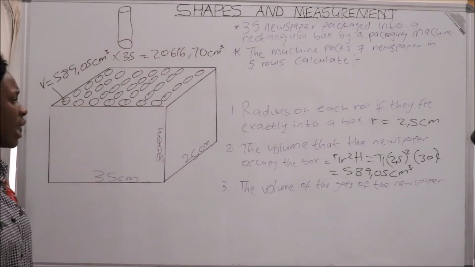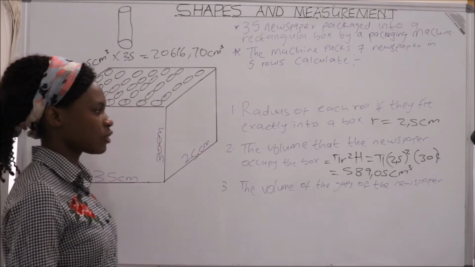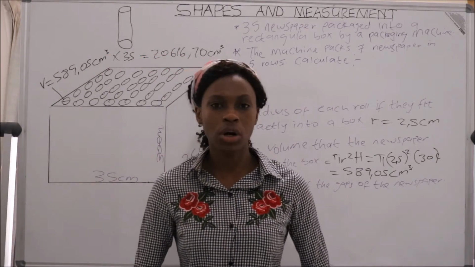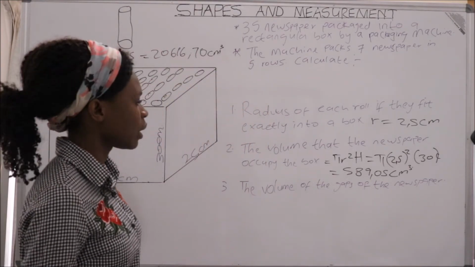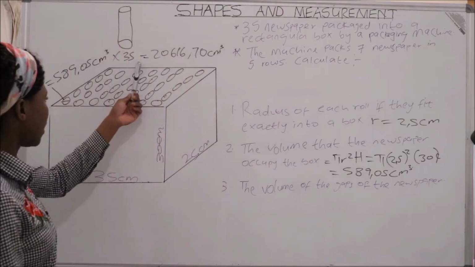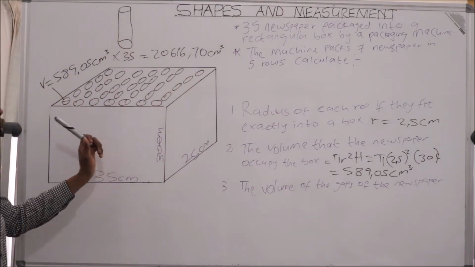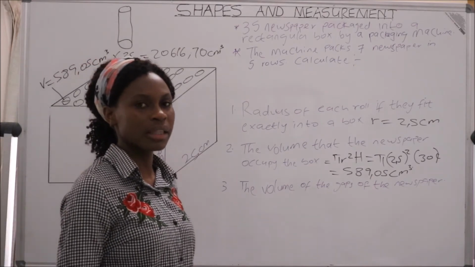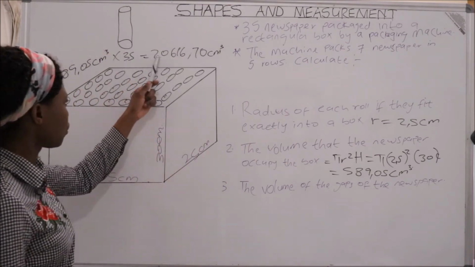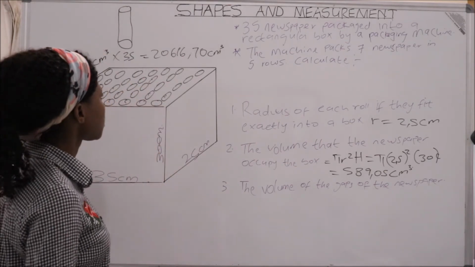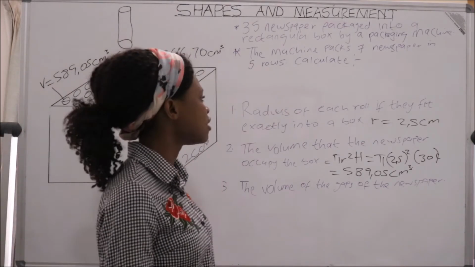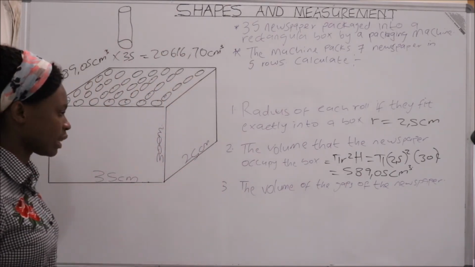After having that, the question didn't ask us to calculate the volume that one newspaper roll will occupy in the box. It actually needs all the newspaper rolls. So now that we have the volume of just one newspaper roll, we multiply that by 35, as we know that 35 newspaper rolls have been fitted into this rectangular box. Then we got 20,616.70 cubic centimeters. That is the volume that all these newspaper rolls occupy in the box.